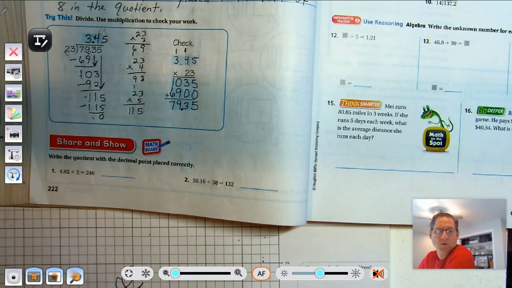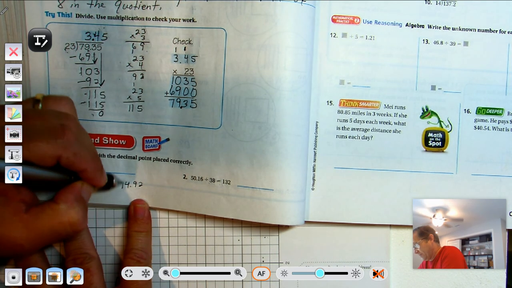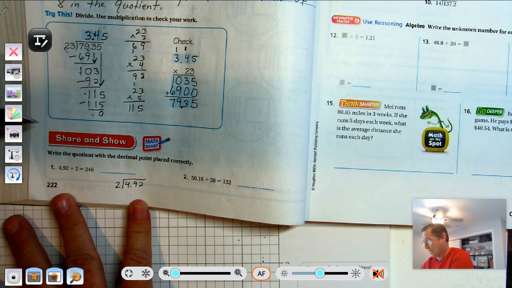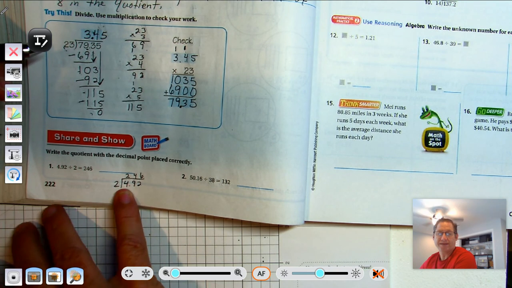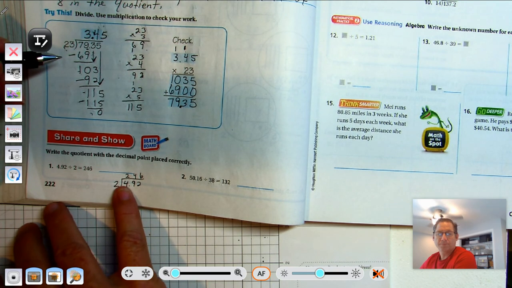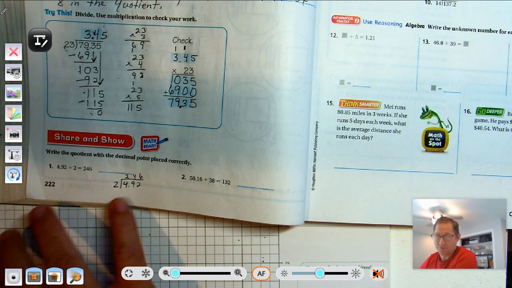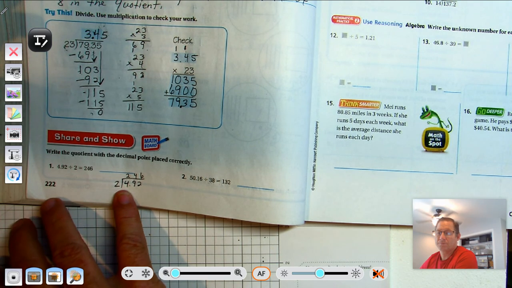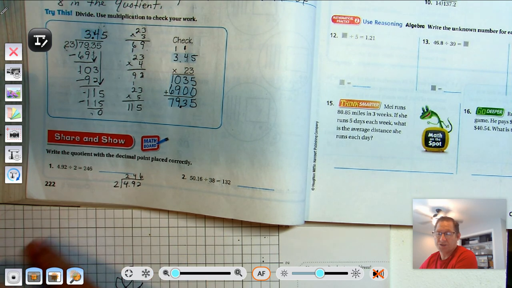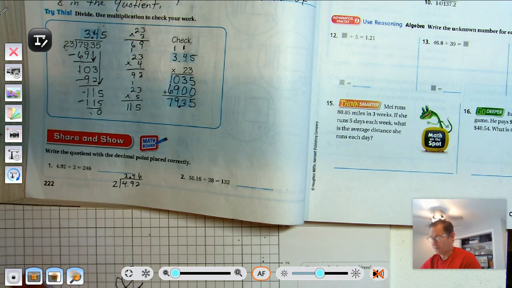All right, number 1, write the quotient with the decimal point placed correctly. All right, so we have 4 and 92 hundredths divided by 2. And if we were treating that as a whole number, we know that it would be 492 divided by 2, and we get 246. But clearly, we're not dividing by that. So let's just think of this as 4 divided by 2. 4 divided by 2 would be just 2. So I know that the decimal point has to go after the 2.